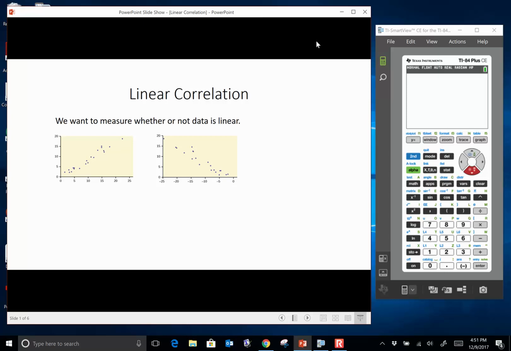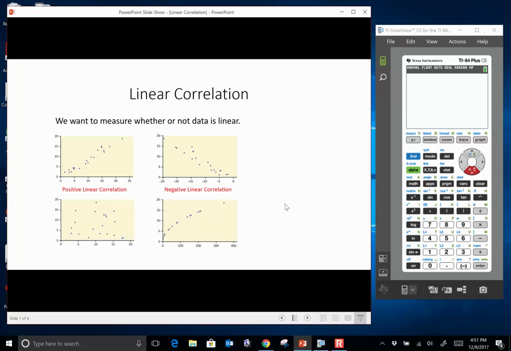To me, they both look linear, meaning I can envision a line approximating this data pretty well. In this particular set of data, I envision a positive line or an increasing line. In this data, I would envision a decreasing or negative line, or negative correlation. So we would say this is a positive linear correlation, referring to the increasing nature of the data. And this would have a negative linear correlation, referring to the decreasing nature of the data.